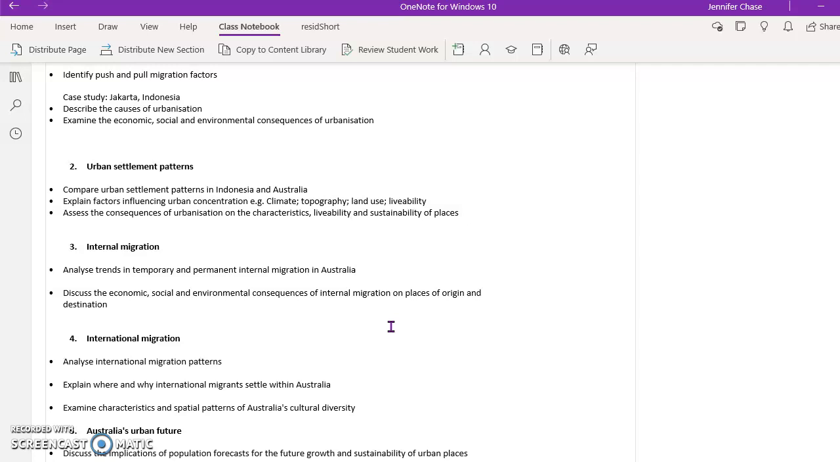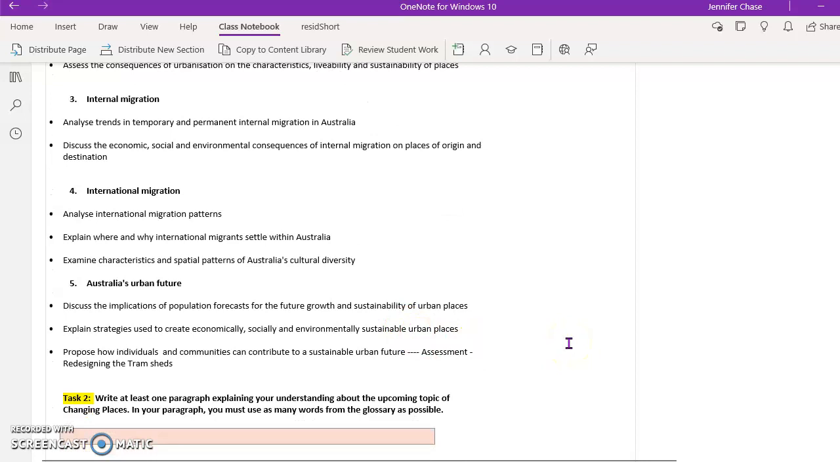We're going to explain where and why international migrants settle within Australia, and we'll probably look at Sydney in particular. And we'll examine characteristics of and the patterns of Australia's cultural diversity. And then to finish off the topic, we're going to really think about Australia's urban future.